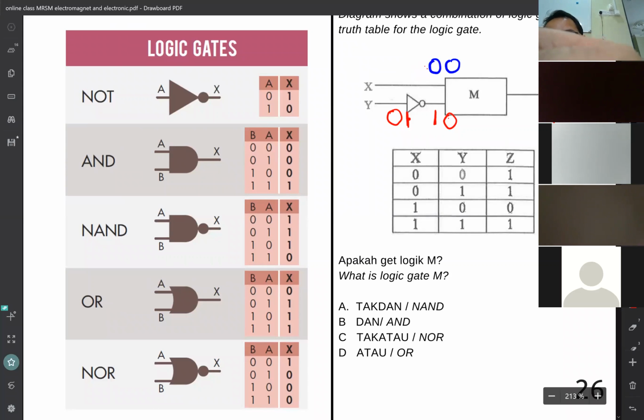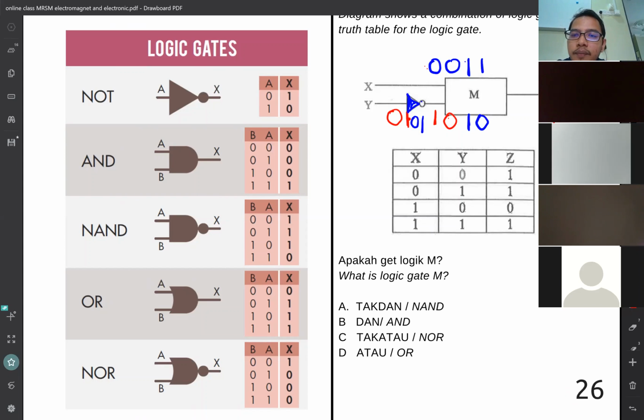Okay, this is 1. If this is 0, so this is not, becomes 1. 1 and 1, the output is 0. Okay, last one, this is 1, this is 1, this is not. So it becomes 0, 0, 1, becomes 1. Okay, the question asks you what is the logic gate. So see the output here, compare the output here.